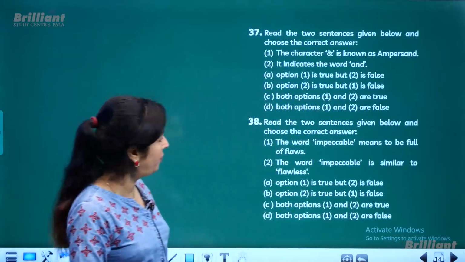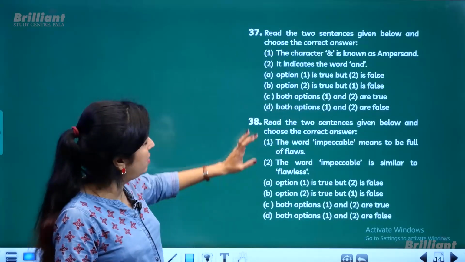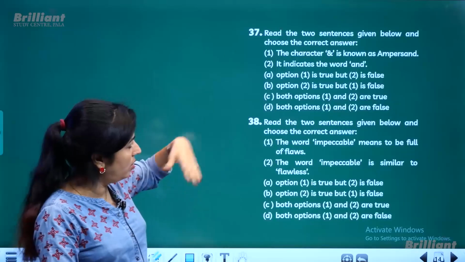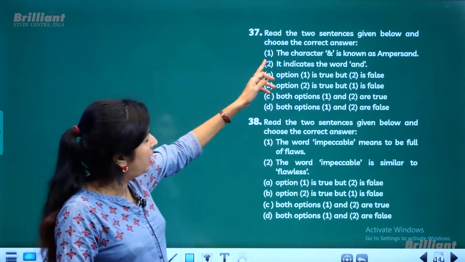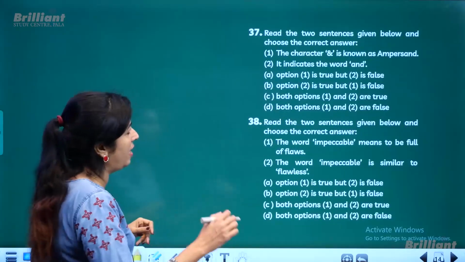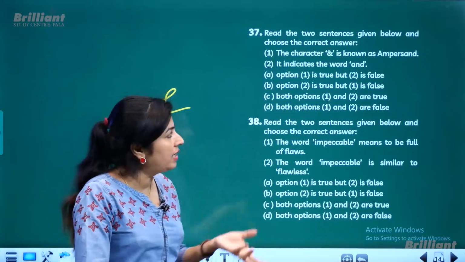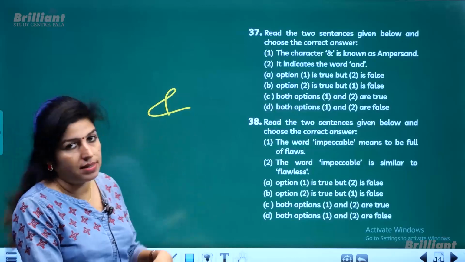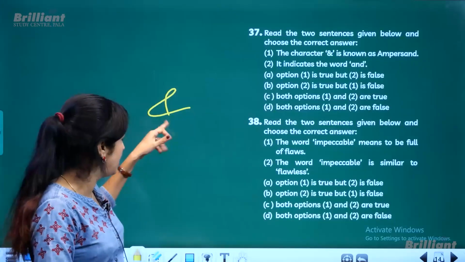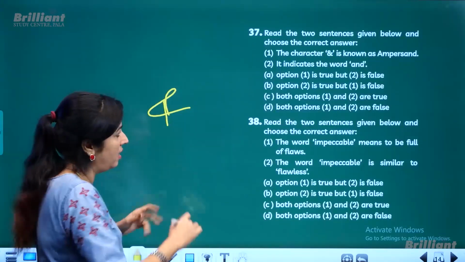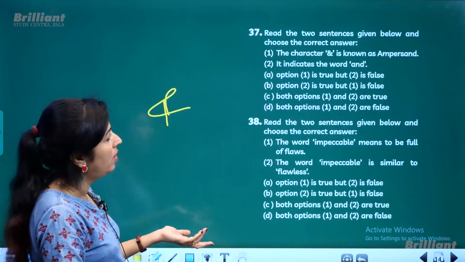Again, same type of questions. Two more questions. Read the two sentences and find out the given option. The character & is known as ampersand. See, literally the term is called ampersand. Ampersand means this one, simple. The little word for that is called ampersand.